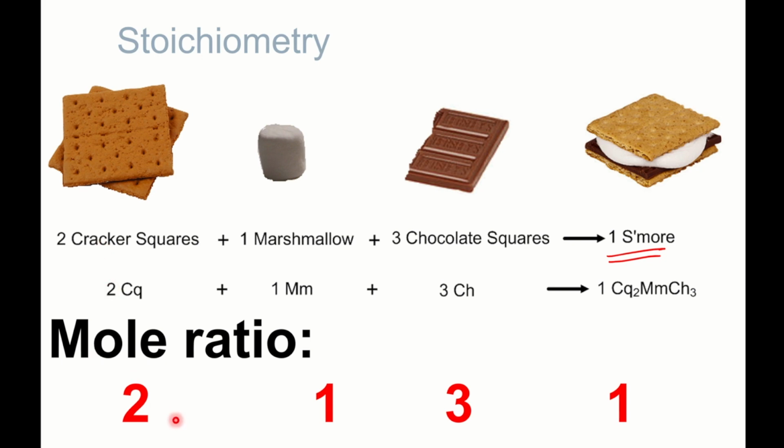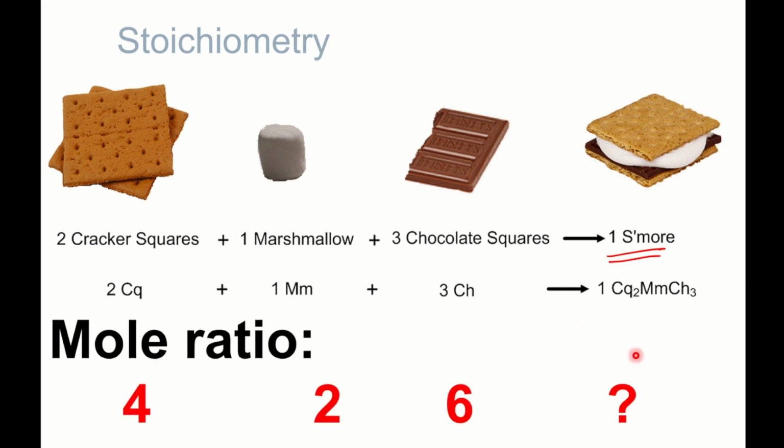Okay, I need 2 units of cracker squares, 1 unit of marshmallow, and 3 units of chocolates to make just 1 unit of s'more. Okay, so this is what we call mole ratio. Remember, mole is a unit. Okay, it is a unit.